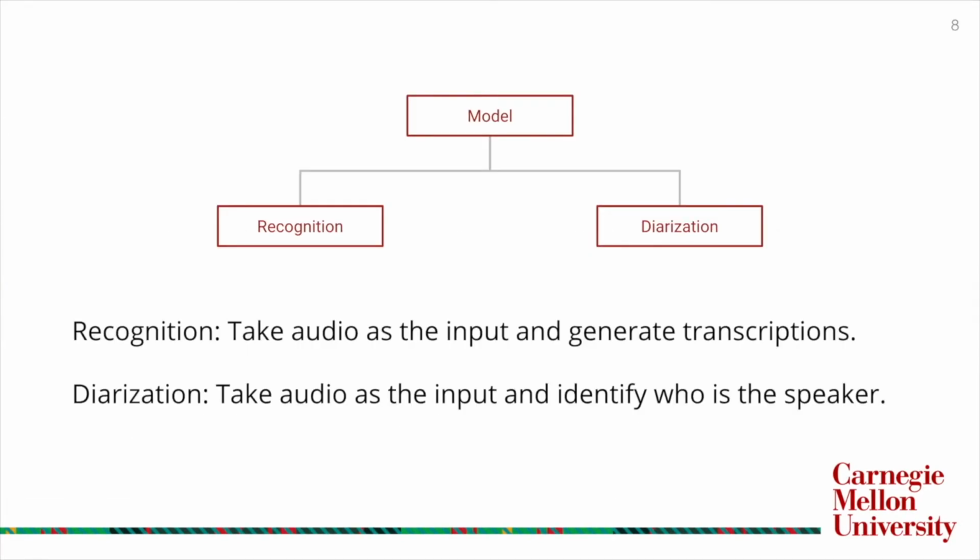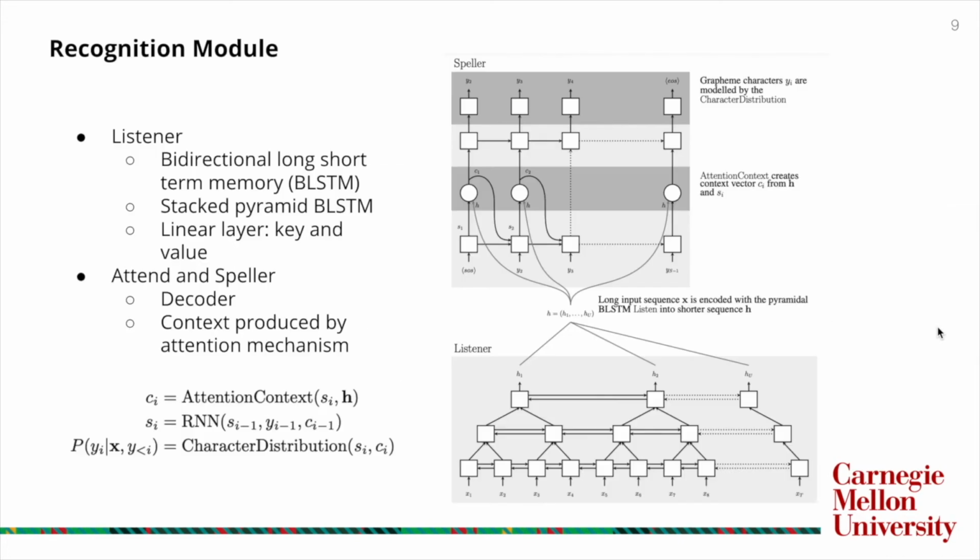The model consists of two modules. One is the recognition module. It takes the audio as the input and generates transcriptions. The other one is the diarization module. It is a process to determine who is the speaker. The method in the recognition module is mainly adapted from Listen, Attend, and Spell.